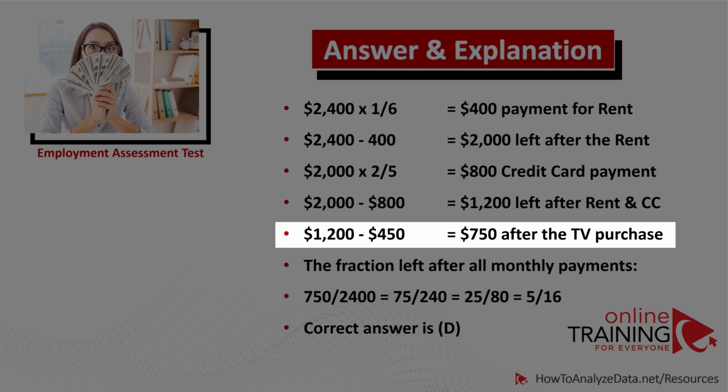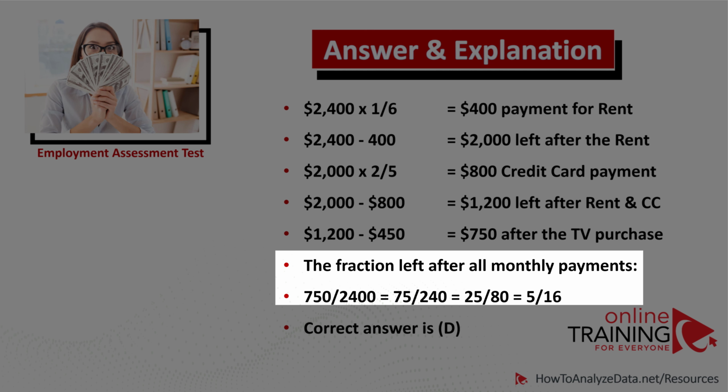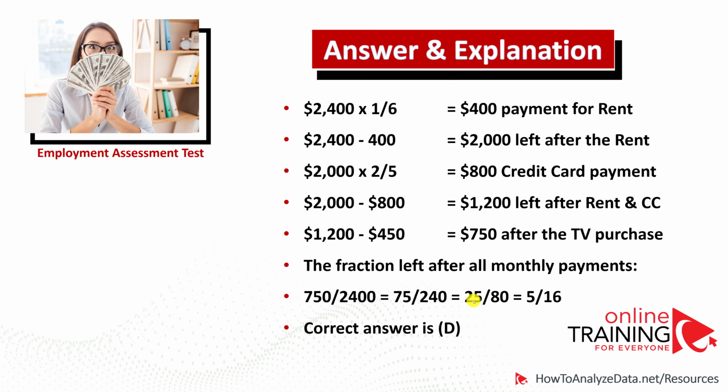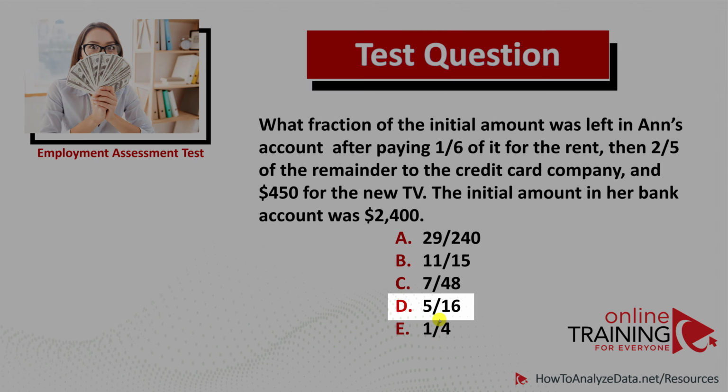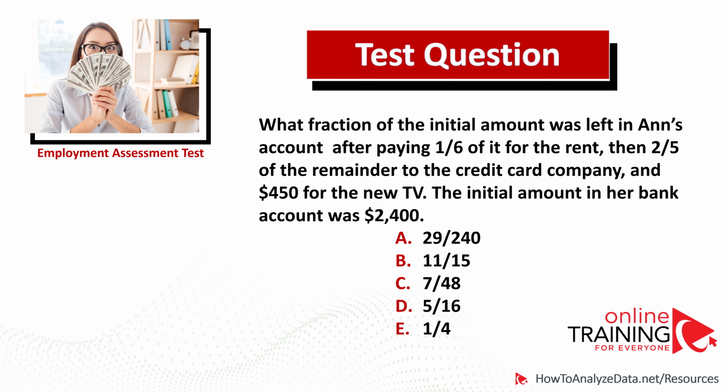And the last purchase N made is a TV, and she paid $450 for it. The amount left in the bank after N paid for the TV is $750. To calculate the fraction after N made all the payments, we need to divide $750 by $2,400. Then we divide both amounts in the fraction by 10, getting to 75/240. Then we divide it by 3, getting down to 25/80. And then we simplify it down to 5/16 by dividing both components by 5. So the correct answer is D, 5/16. Hopefully you've nailed this question.